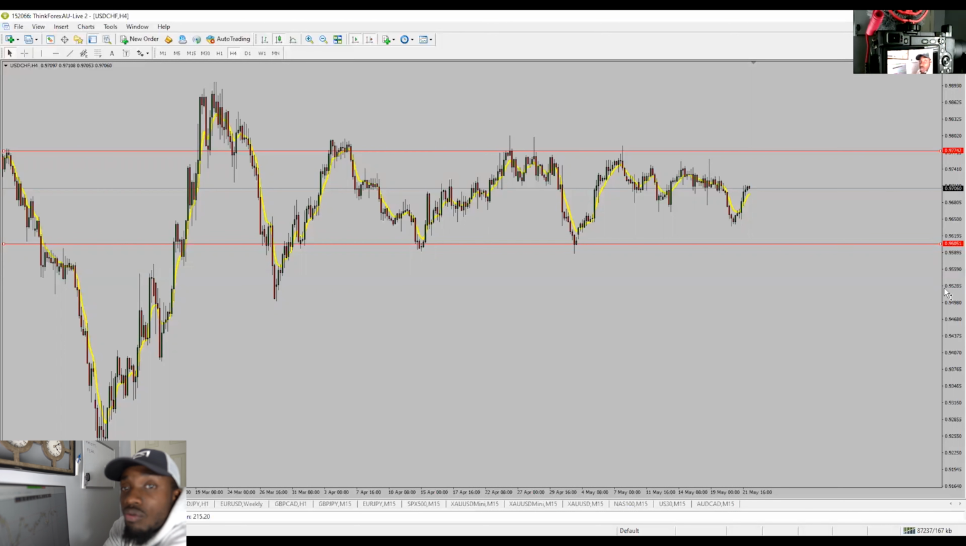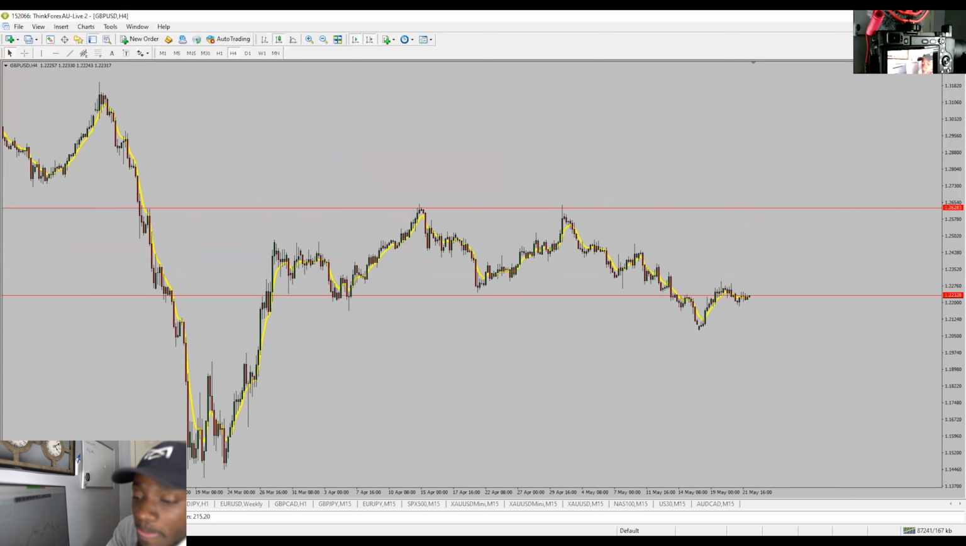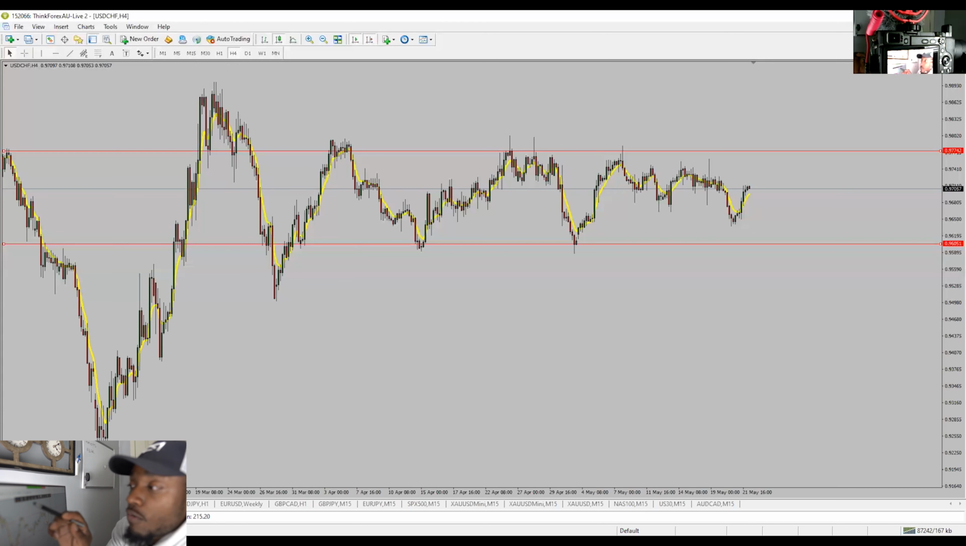Now I'm going to take you through a chart. The very first chart I'm going to take you through is a USDCHF chart. If you don't understand what that means, it doesn't matter. Just understand that it's called a currency pair. USDCHF, 4-hour time frame.